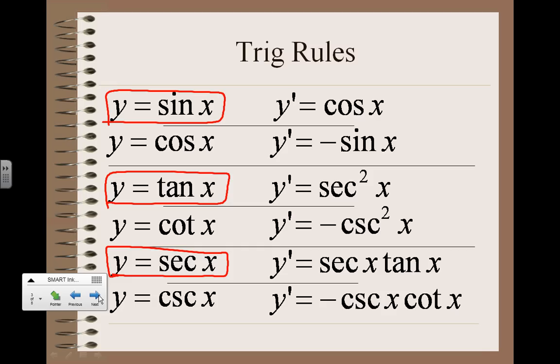Tangent, secant squared. Secant, secant tangent. And the reason is if you focus in on those three, the co-function versions of them are the co-function versions of their derivatives. For instance, I know that the derivative of sine is cosine. Derivative of cosine is sine. See how they switch to their cofunctions?